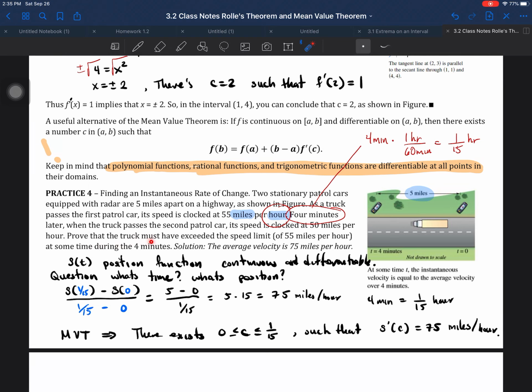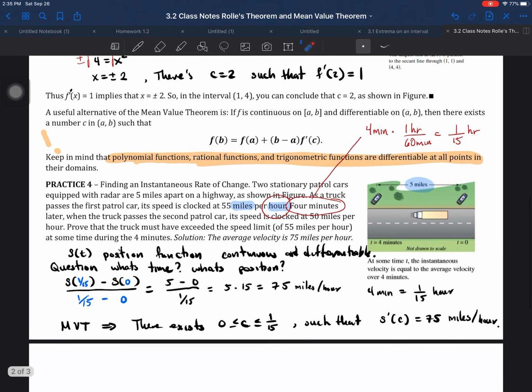So prove that the truck must have exceeded the speed limit of 50 miles per hour at some time during the 4 minutes of driving between the two patrols. We're going to show that it actually was driving at 75 miles per hour. So what we're going to do is use the mean value theorem. Let's review real quick.